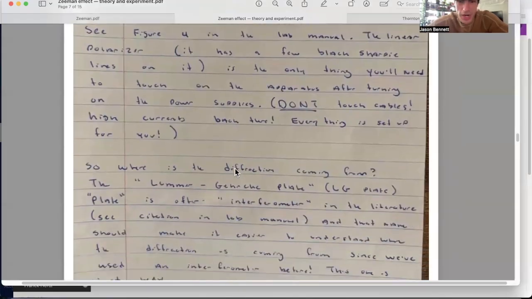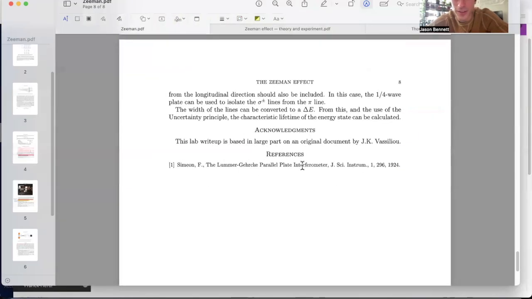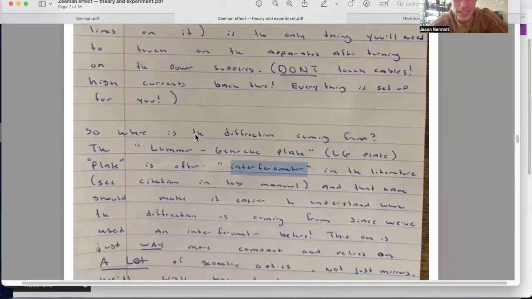Okay, so where is this diffraction coming from? It is coming from this thing called the Lummer-Gehrcke plate, LG plate. The other way to say it, commonly, is an LG interferometer. So you'll see down in the citations of the lab manual, that is what it's called in the original source for this.